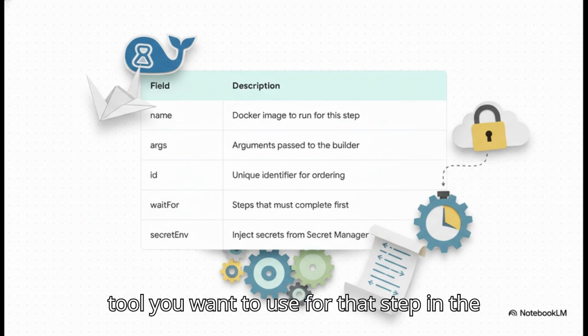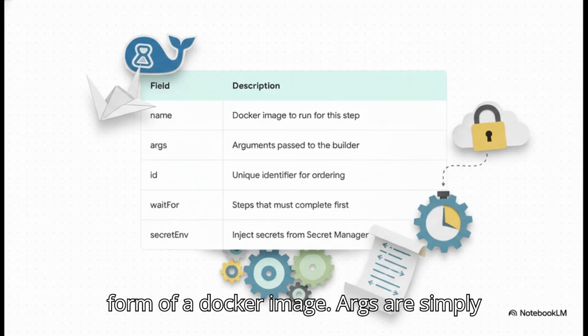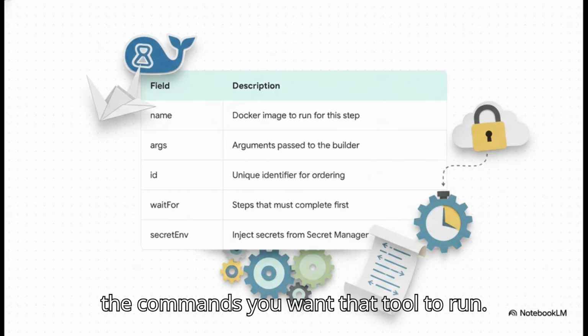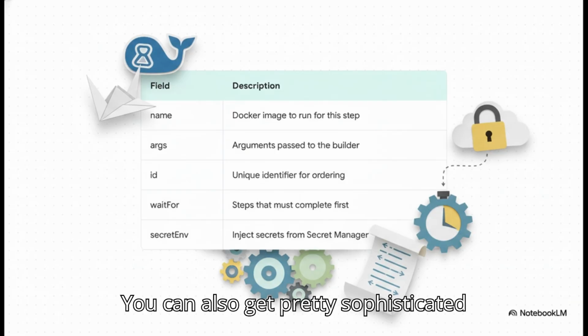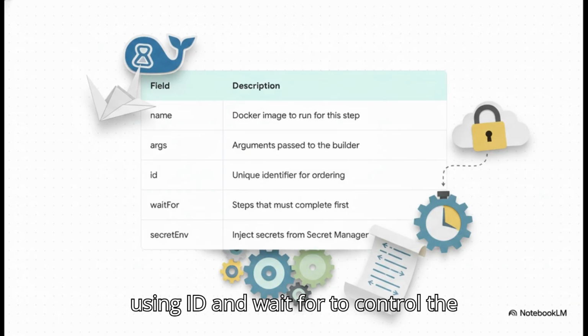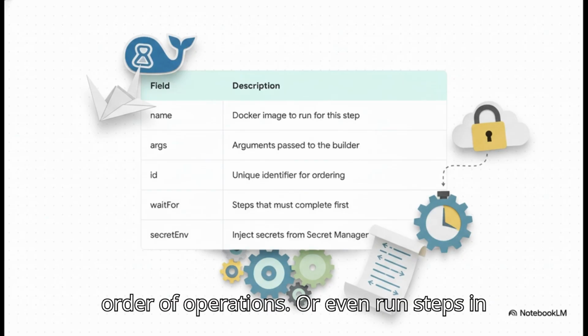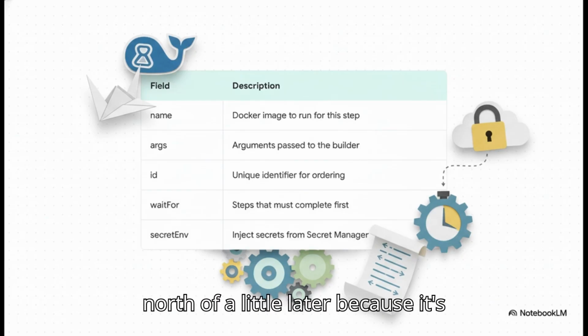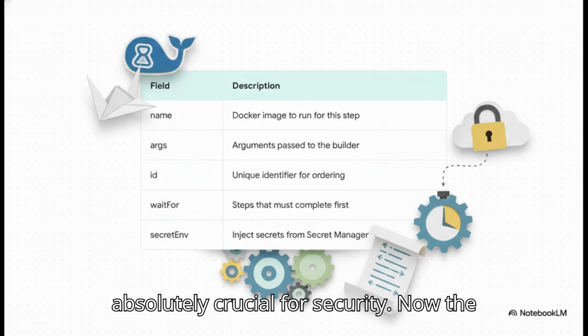It's basically specifying which tool you want to use for that step, in the form of a Docker image. Args are simply the commands you want that tool to run. You can also get pretty sophisticated, using id and waitFor to control the order of operations, or even run steps in parallel. And we'll come back to secretEnv a little later because it's absolutely crucial for security.